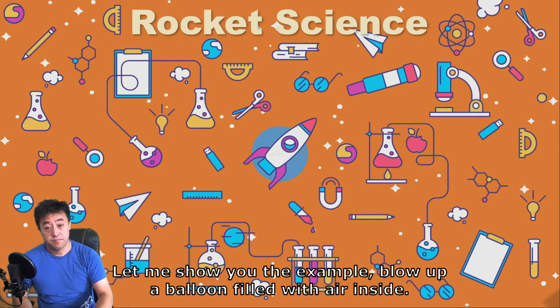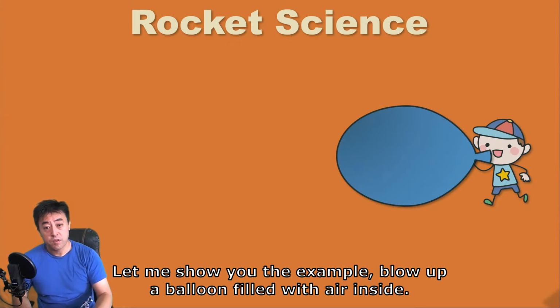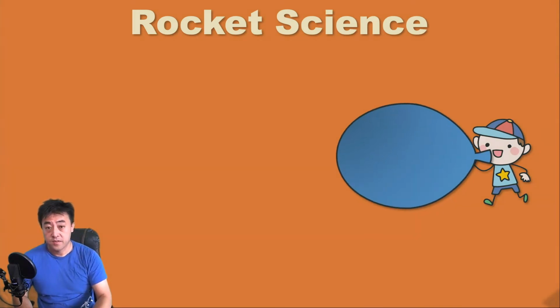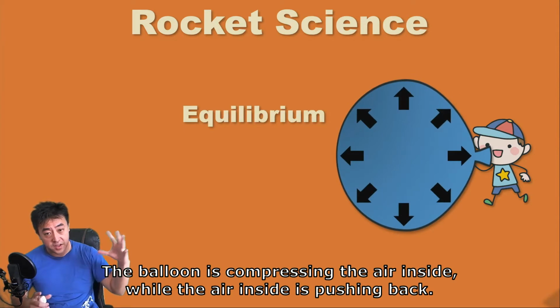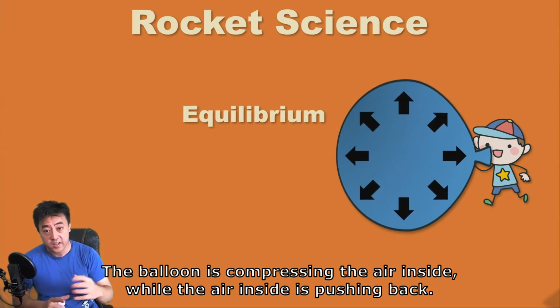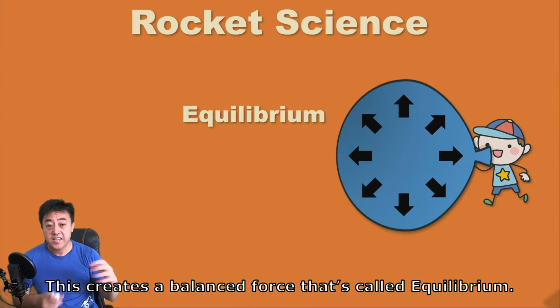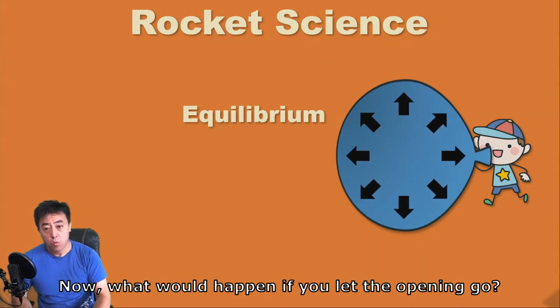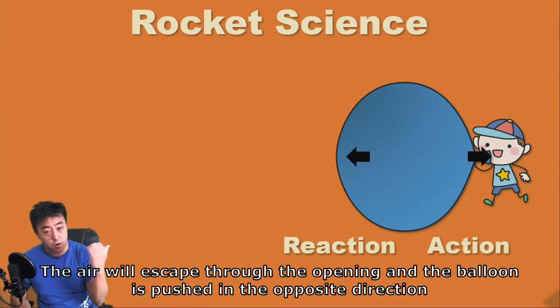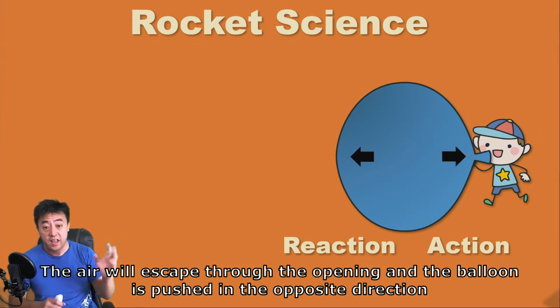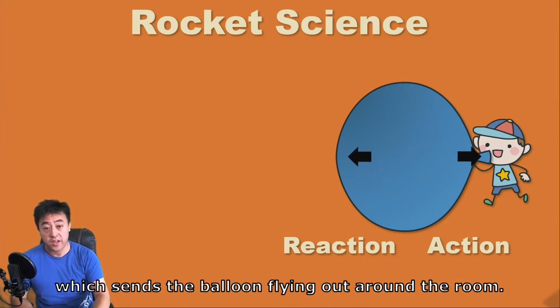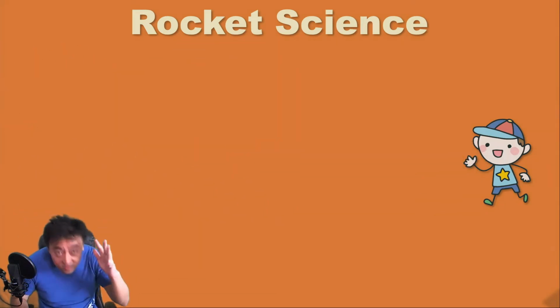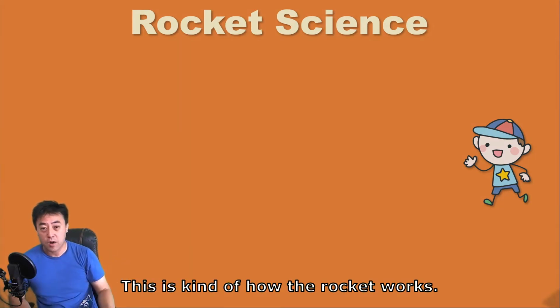Let me show you an example. Blow up a balloon filled with air inside. The balloon is compressing the air inside while the air inside is pushing back. This creates a balanced force. That's called equilibrium. Now, what would happen if you let the opening go? The air will escape through the opening and the balloon is pushed in the opposite direction, which sends the balloon flying around the room. Whoa! This is kind of how a rocket works.